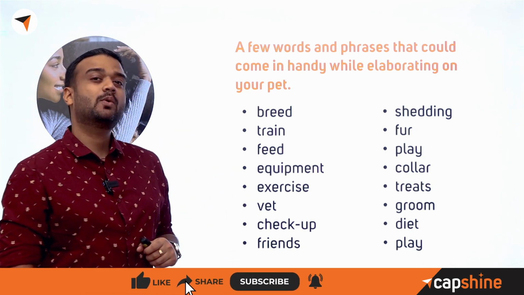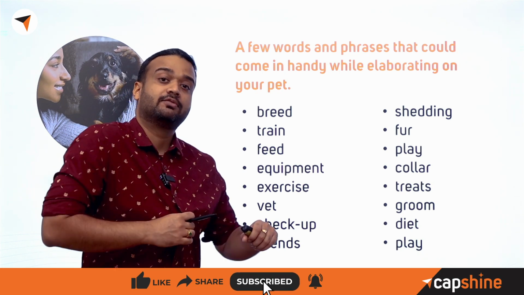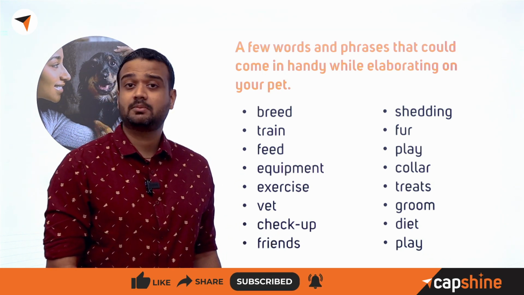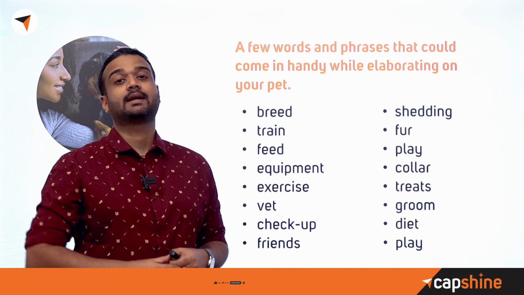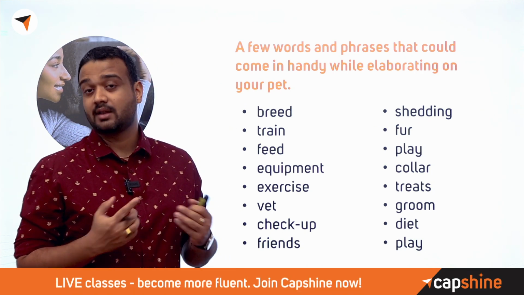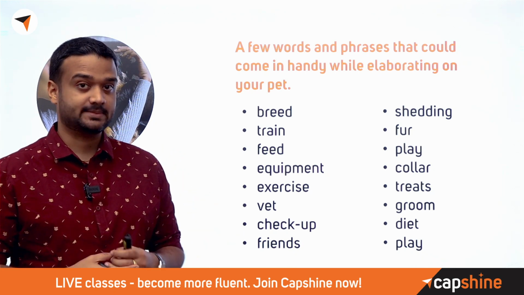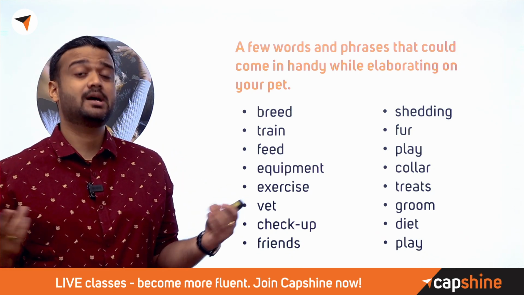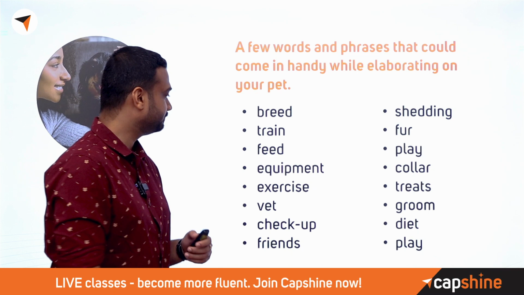You could also talk about the equipment that you use for your pet. So, for example, if you have an aquarium, if you have a fish tank, what kind of pumps do you use? What kind of filters do you use? If you have a guinea pig, other kinds of hydration mechanisms that you use. Or if there are birds, any equipment that you use for them.